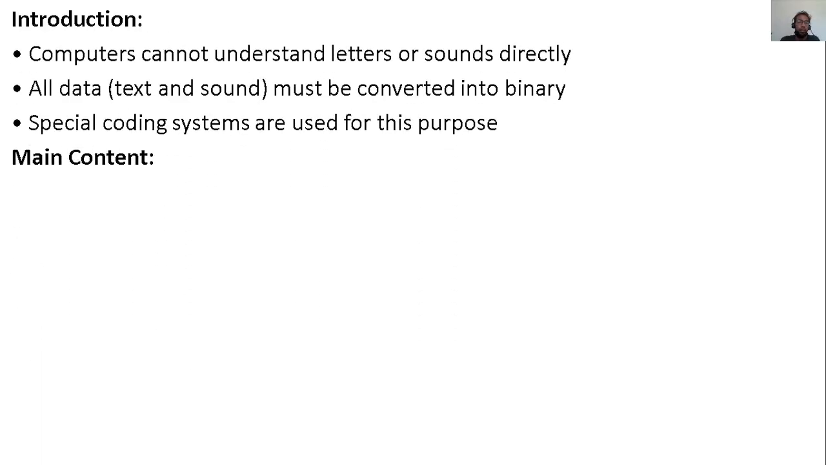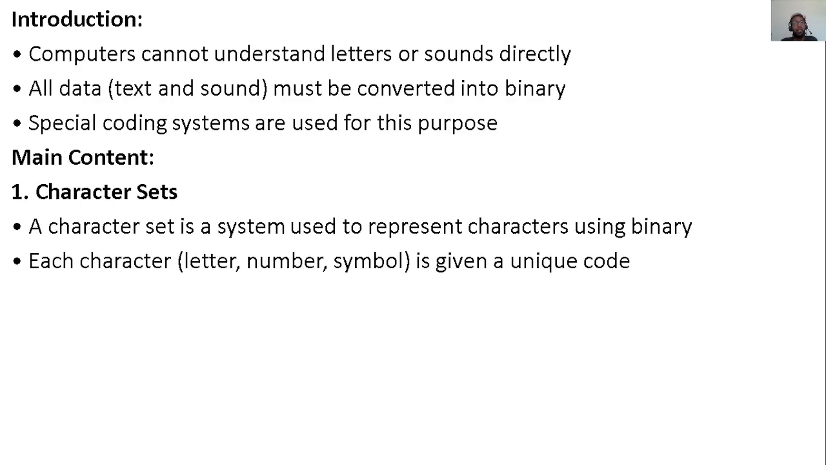Now let's begin the introduction. As we all know, computers cannot understand letters or sounds directly. All data must be converted into binary. Special coding systems are used for this purpose. Computers require everything to be converted into binary in order to process it. Whether it is text, sound, video or any image, that has to be converted into binary. That is why they are called digital images or digital text inside the computer system.